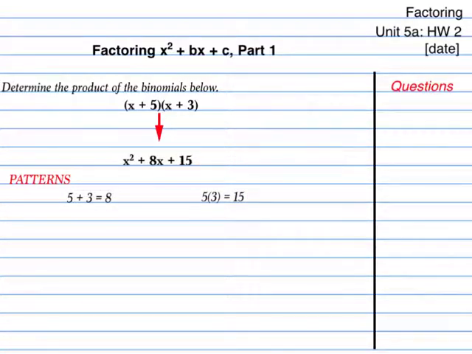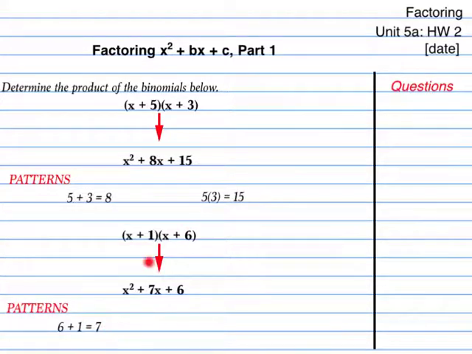Let's take a look at another example. X plus 1 times x plus 6 gives me x squared plus 7x plus 6. Similar patterns that we've seen. Once again, 1 and 6 when added together give me 7, which represents the b term or the middle term. And 1 times 6 gives me 6, which represents my c term. So those patterns are going to be key in helping us factor trinomials. Go ahead and take a moment now, pause, copy before continuing on.